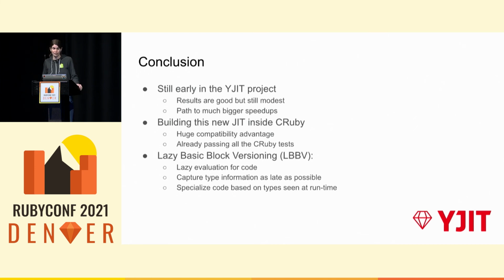In conclusion, it's still pretty early in the YJIT project. I think our results are pretty good, but still kind of modest. I think we have a path towards much bigger speedups in the future. We're building YJIT inside of CRuby because there's a huge compatibility advantage, and we're already passing all the CRuby tests. And this compiler is built on a technique called lazy basic block versioning, which is kind of like lazy evaluation for code that specializes code based on the types that you're seeing at runtime.